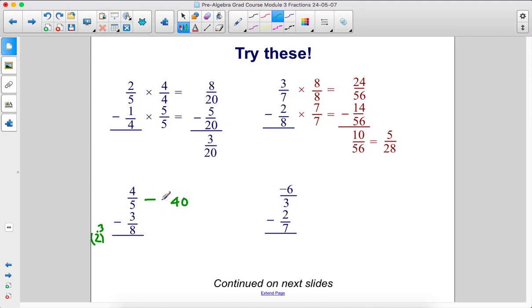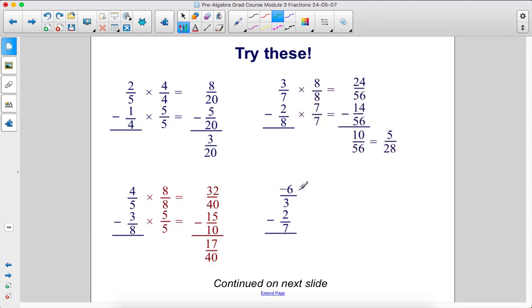So that means we have to multiply this fraction by 8 over 8, because 5 times 8 is 40. 4 times 8 is 32. The next fraction, we're going to multiply by 5 over 5, because 8 times 5 is 40. 3 times 5 is 15. So what is 32 minus 15? 17. 17 over 40, and there's no more simplification that can be done.